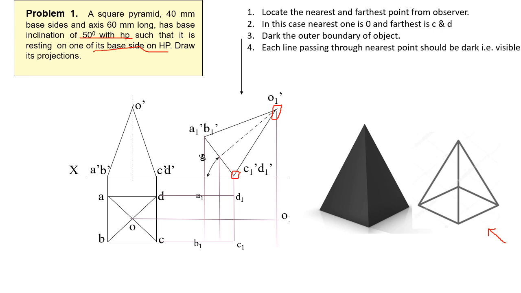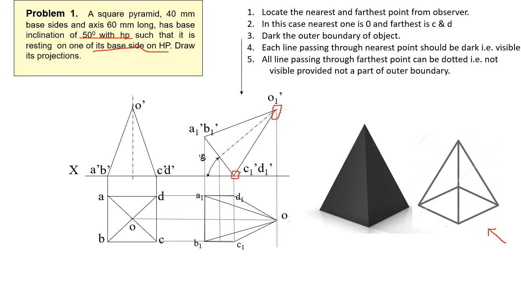Okay, so we have connected all these points by the outer boundary. The outer boundary cannot be dotted, it should always be dark. Then coming back to the nearest point, which is the nearest point? Point O. The lines starting from O should all be visible, that is dark. So how many lines are starting from O? OA, OB, OC, OD. Now OC and OD are already dark because they are part of the outer boundary. OA and OB are left, so these should be dark.